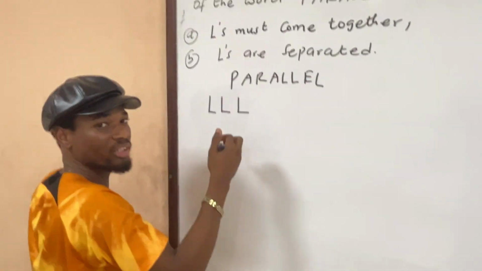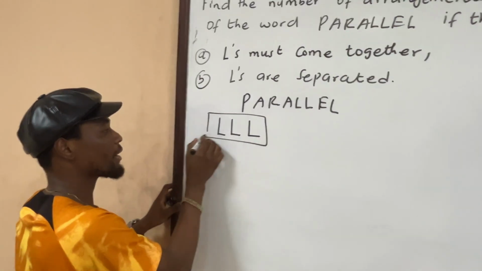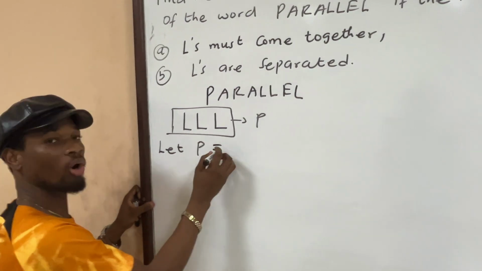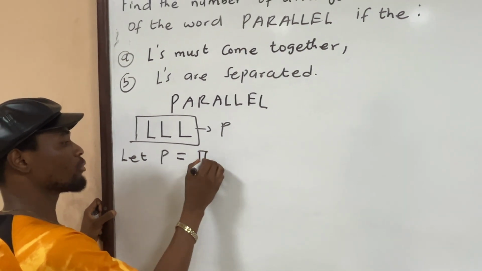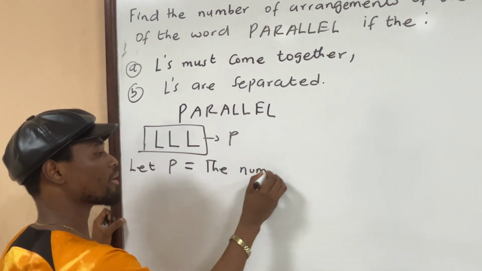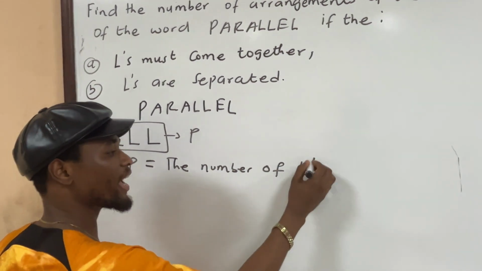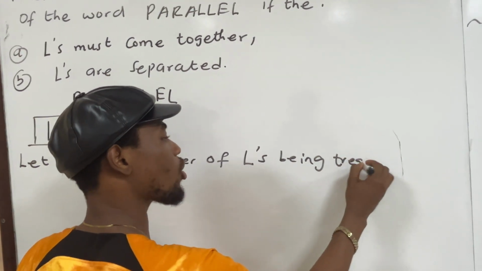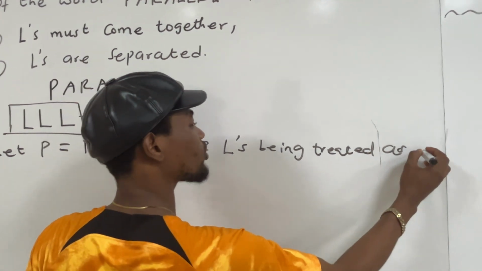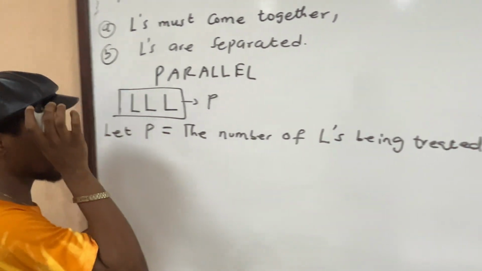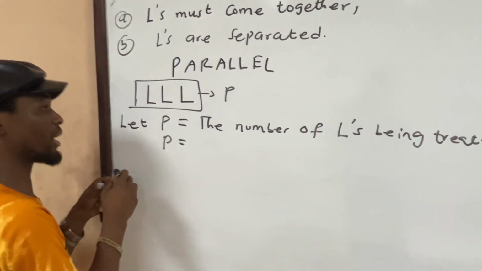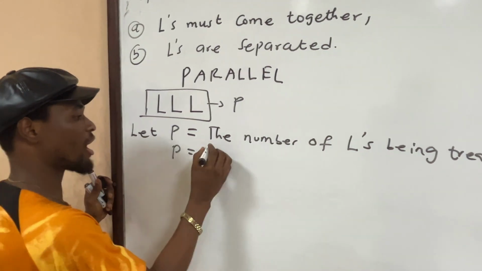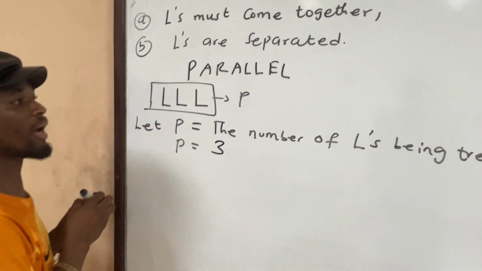as a single unit is denoted by the letter P. So we say, let P be equal to the number of L's being treated or considered as 1. So as a result of that, P is equal to, viewers, how many L's do we see over here? It's 3. So you have P is equal to 3, as simple as that.